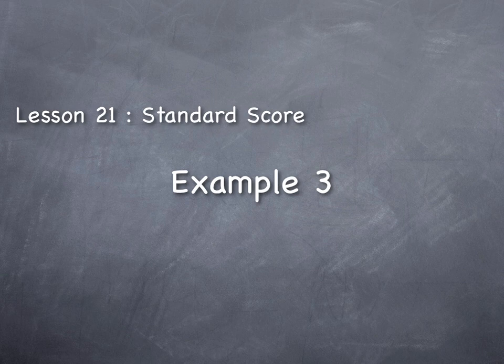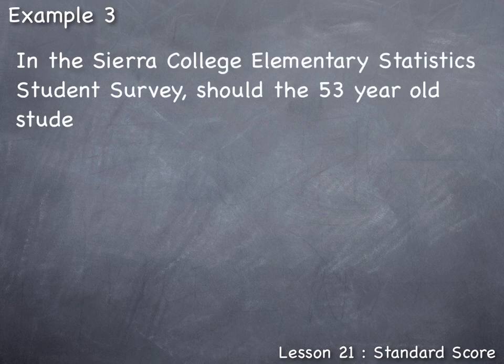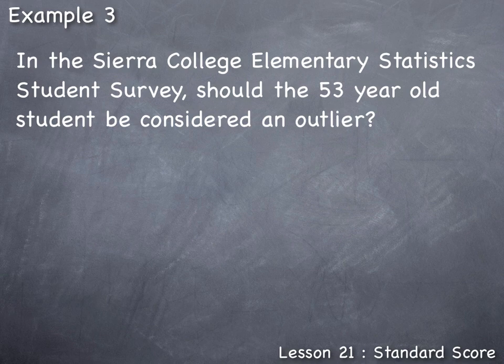Lesson 21, Standard Score, Example 3. In the Sierra College Elementary Statistics Student Survey, should the 53-year-old student be considered an outlier? Well, in this lesson, we've defined outliers as data values that have a standard score that is either -3 or lower, or +3 or higher. So in order to answer this question, we need to calculate the standard score for the 53-year-old student.